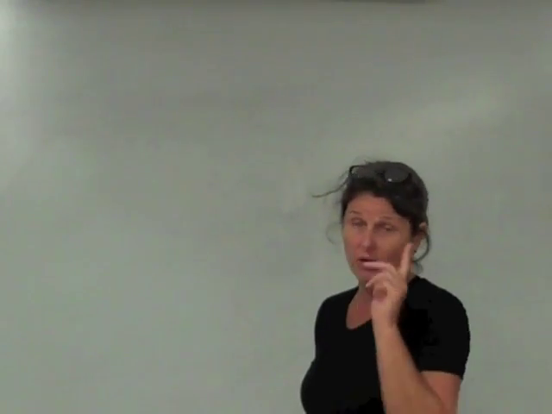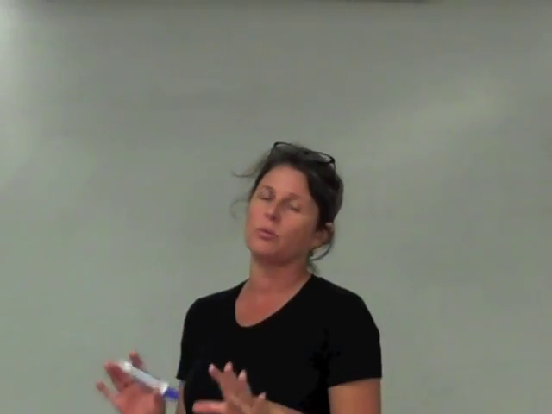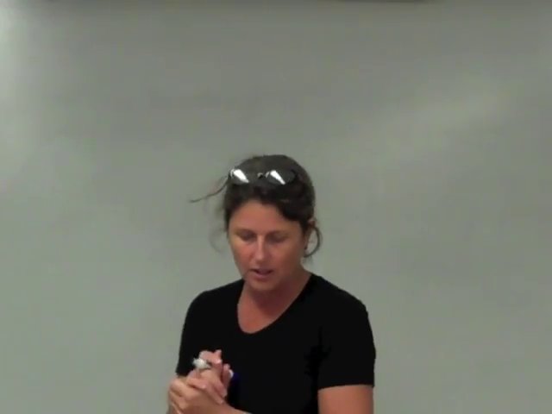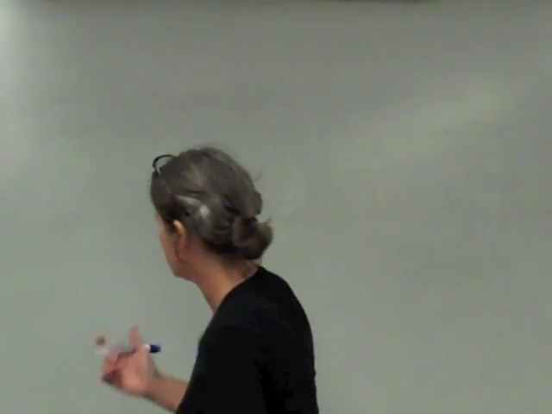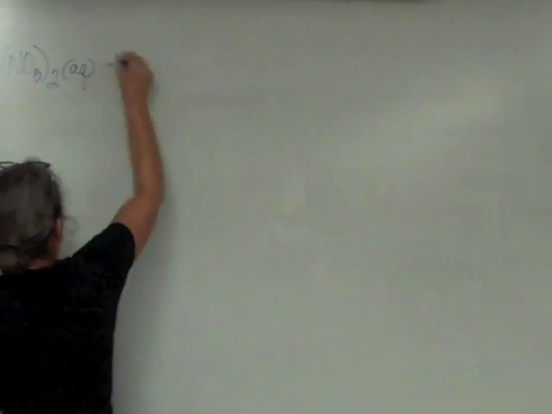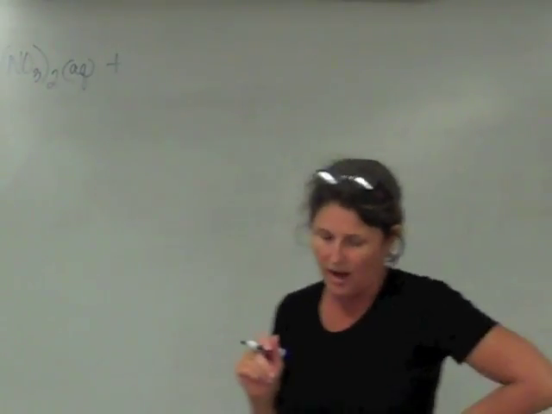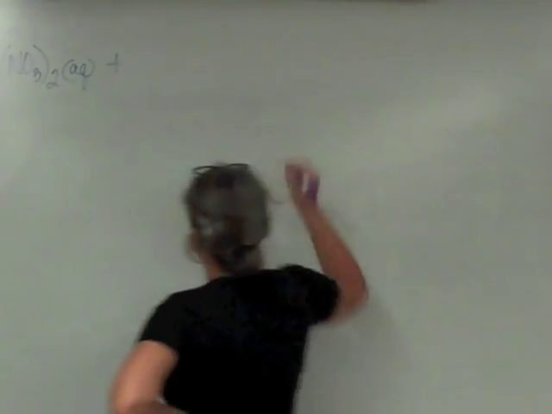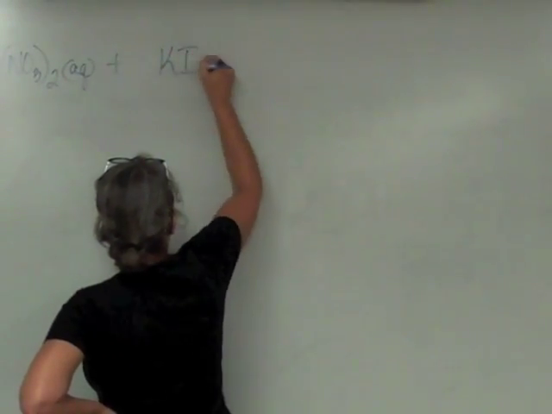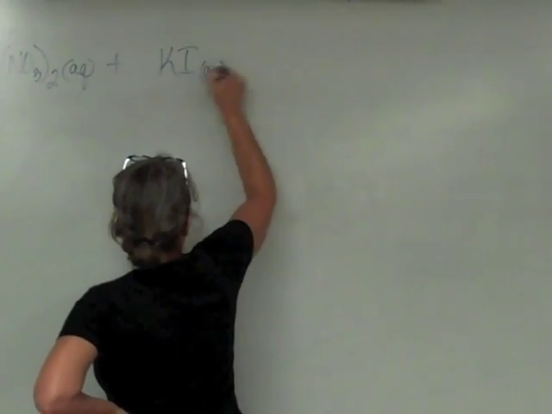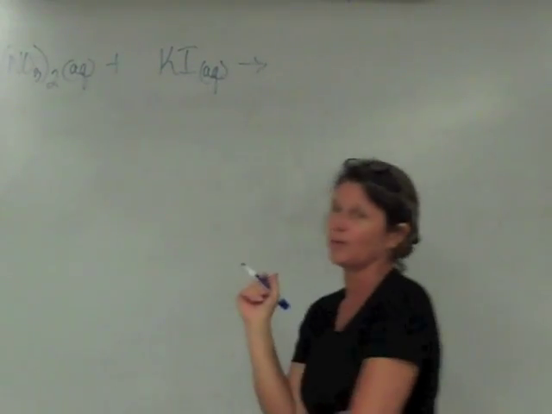So in a precipitation reaction, we've got two soluble ionic compounds to begin as our reactants. So, for instance, lead(II) nitrate, which is aqueous, is going to react with potassium iodide, which is also aqueous.